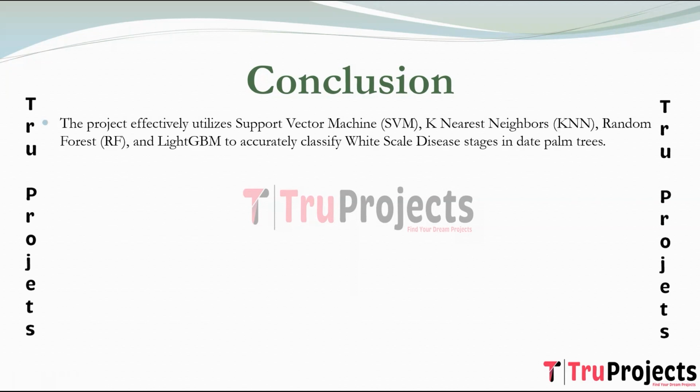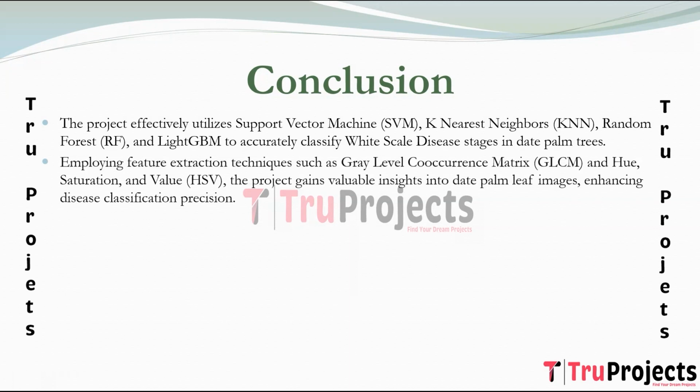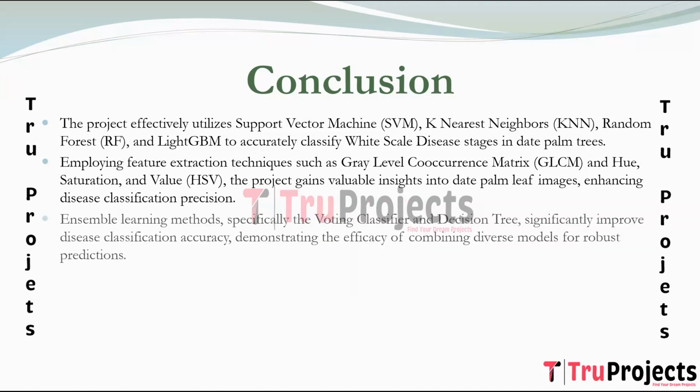Conclusion of the project: the project successfully demonstrates the effectiveness of machine learning techniques, specifically support vector machine, k-nearest neighbor, random forest, and LightGBM in accurately identifying and classifying stages of wide-scale disease in date palm trees. Through the utilization of feature extraction techniques including gray level co-occurrence matrix, which is GLCM, and hue, saturation, and value, which is HSV, the project gains valuable insights into the characteristics of date palm leaf images, enhancing the precision of disease classification.